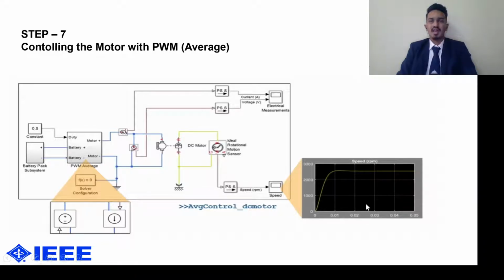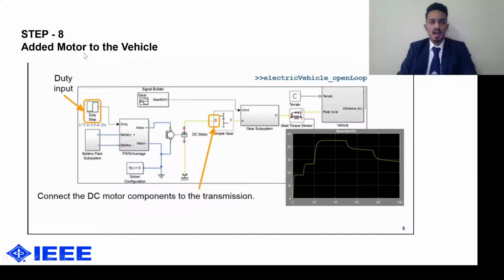We are using the PWM average. It does not give accurate values, but it gives fast values as compared to PWM accurate. Therefore, we are using PWM average, and with the ideal rotational motion sensor, we are sensing everything. Added motor to the vehicle.